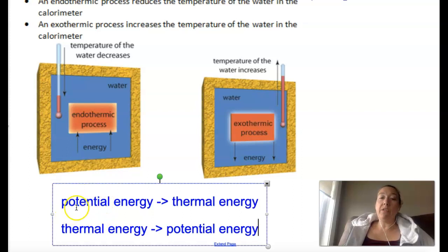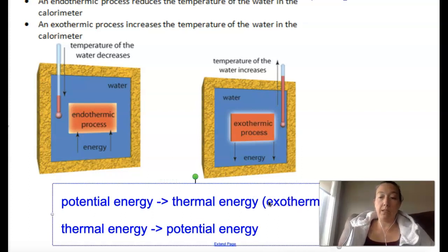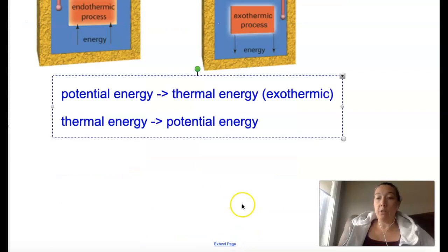Okay, so if it's potential energy converting into thermal energy, that means that was an exothermic process. And I released energy overall because there was less energy stored in the bonds of the products than was stored in the bonds of the reactants.